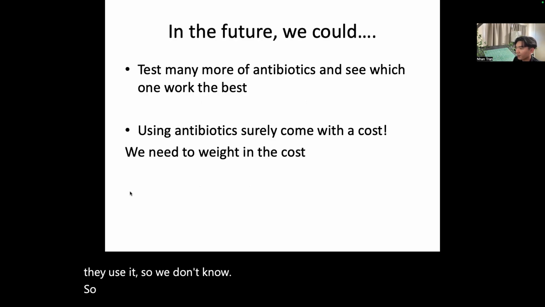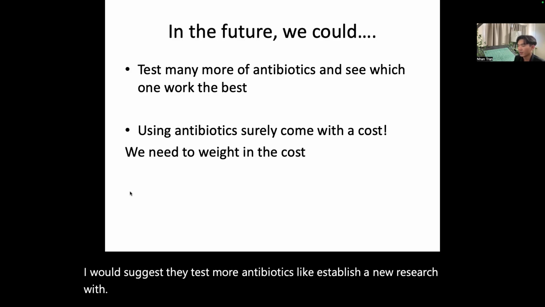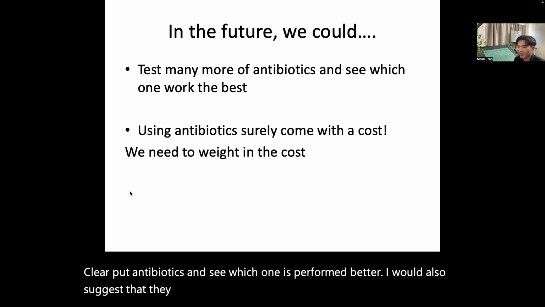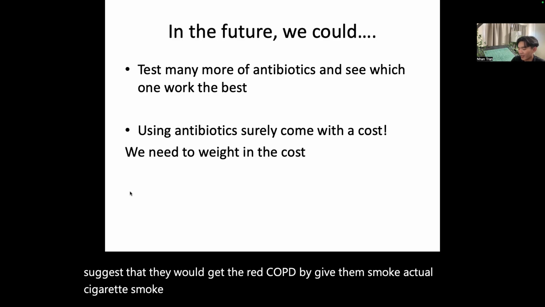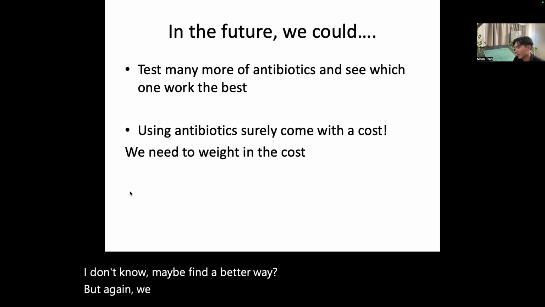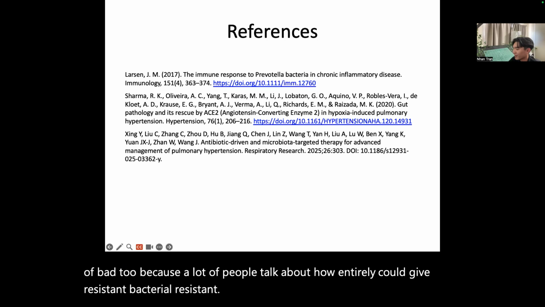So what could improve? I would suggest they test more antibiotics, like establish a new research with clear, separate antibiotics and see which one performs better. I would also suggest that they give the rats COPD by giving them actual cigarette smoke, but it comes with an ethical issue, so I don't know. Maybe find a better way. But again, we also have to weigh the cost of using antibiotics, which is kind of bad too, because a lot of people talk about how antibiotics could give bacterial resistance. Yeah, thank you.